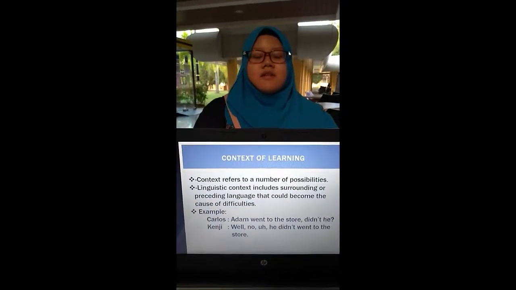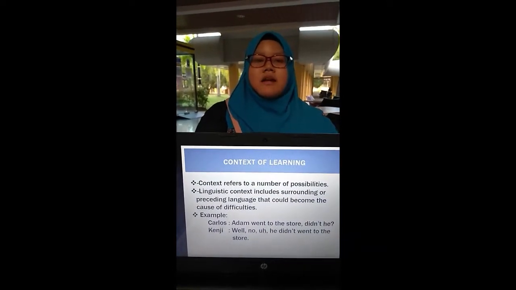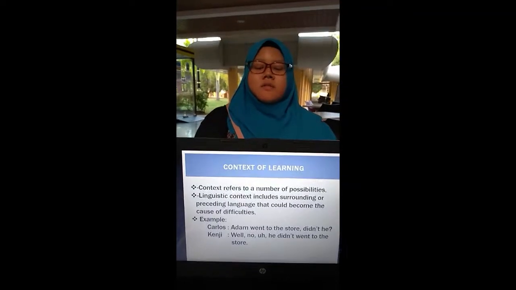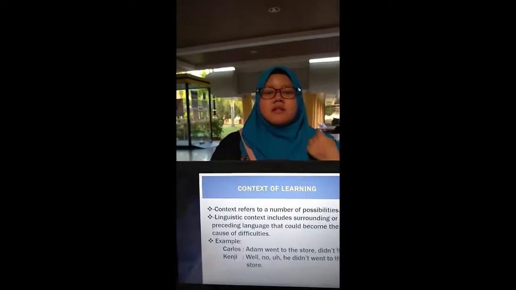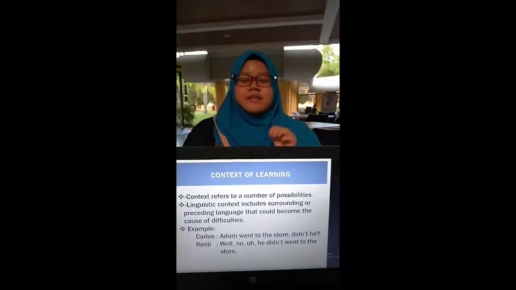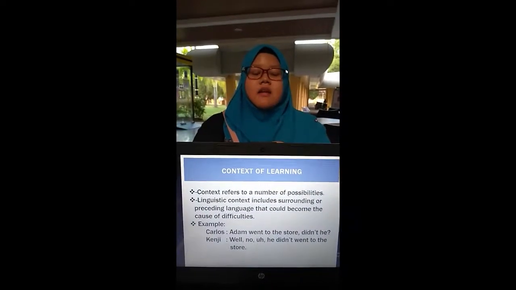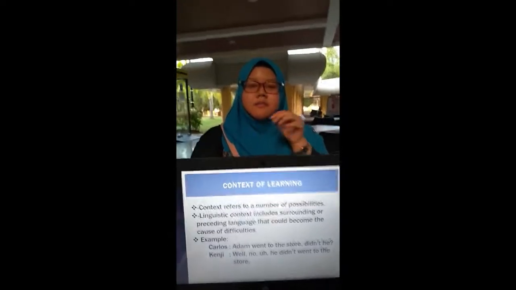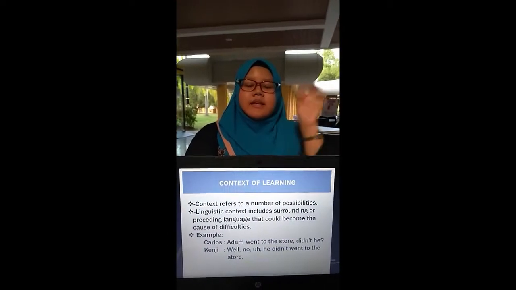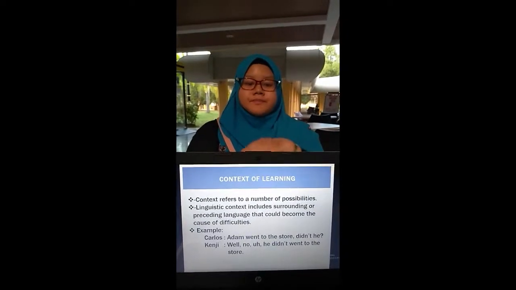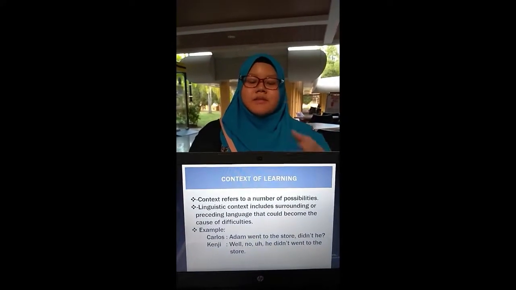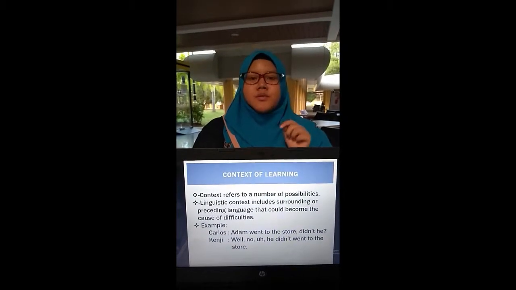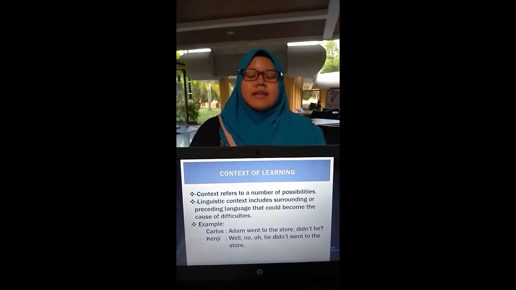Okay, for example, Carlos said, "Adam went to the store, didn't he?" And Kenji answered, "Well, no, he didn't went to the store." Carlos used the right regular past tense, went and didn't, but Kenji repeated the word went because he was affected by the preceding language before him. He's supposed to say, "He didn't go to the store." That's the correct answer.